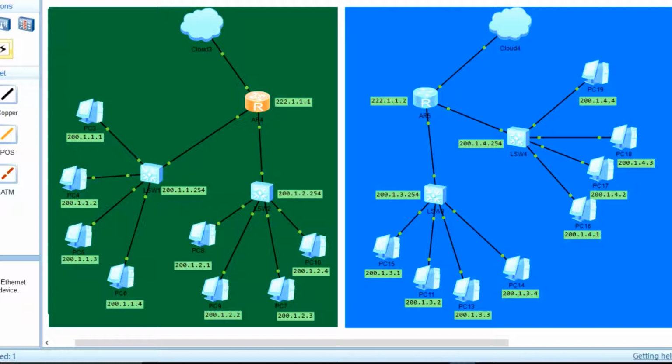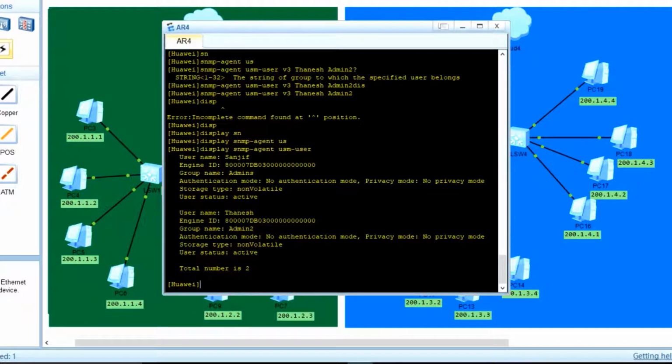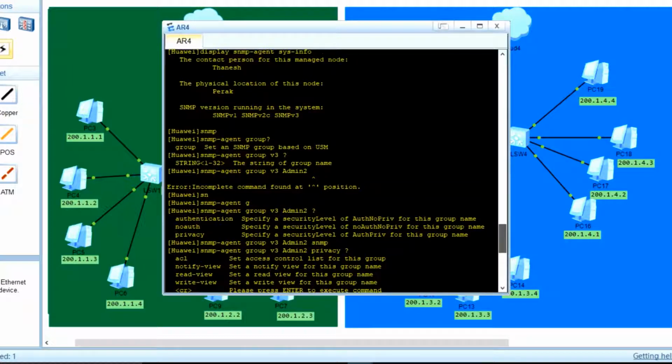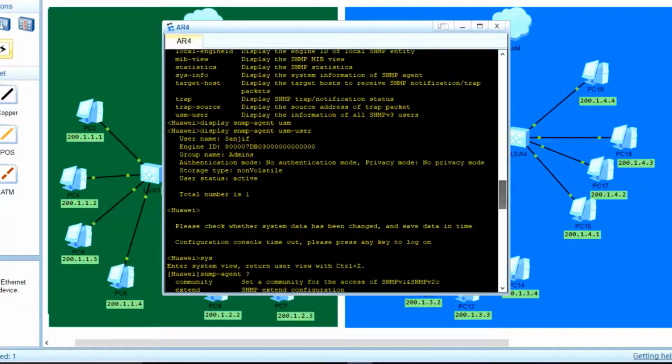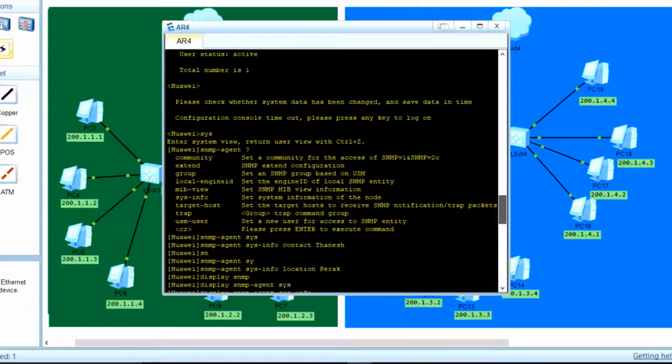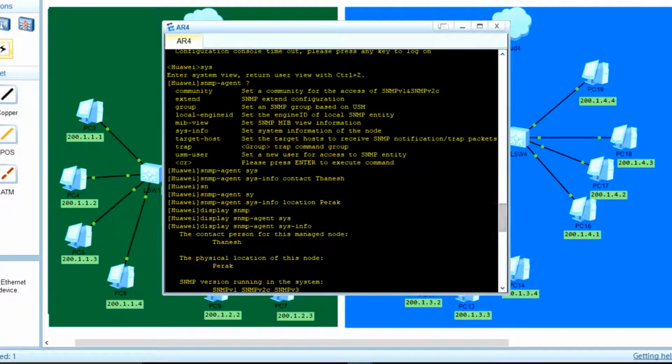So let's see how we can configure SNMP on a router. These are our codes. I created the first SNMP agent here, which is my name engine ID. For you all to understand better, here's the second example. I enter system view, then I view the system agent. The next command is snmp-agent sys-info contact Tanesh, who is also my teammate.